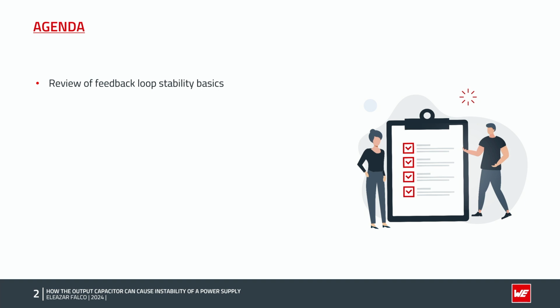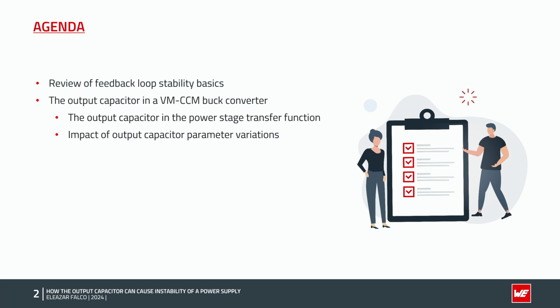We will start by reviewing some of the basic concepts of feedback loop stability of DCDC converters. Then we will move on to analyzing the plant transfer function of the voltage mode buck converter, which will be used as the reference topology for the study. Here, we will focus the analysis on the role of the output capacitor and the effect of the variations of its parameters on the plant characteristic.